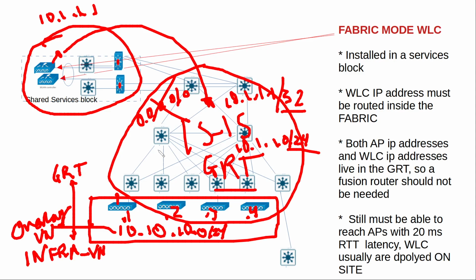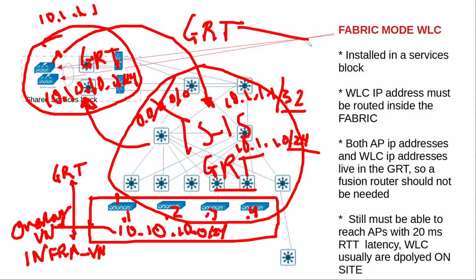And that prefix should be advertised into the external networks, so the wireless LAN controllers are able to locate your access point. So the network 10.10.10.0/24 should exist in the global routing table here. And given we are talking about sharing prefixes between global routing tables, we don't need a fusion device. So we don't need a fusion router because we are going to share prefixes between global routing tables.